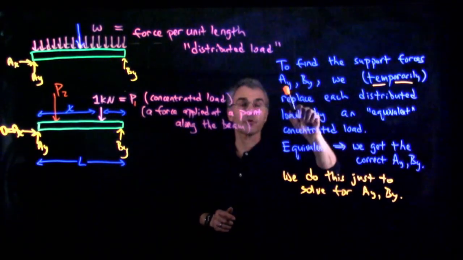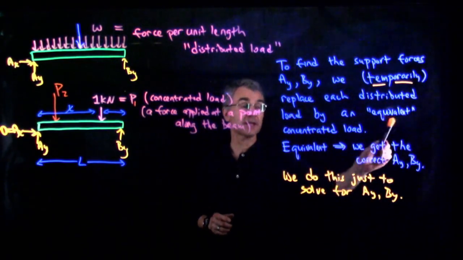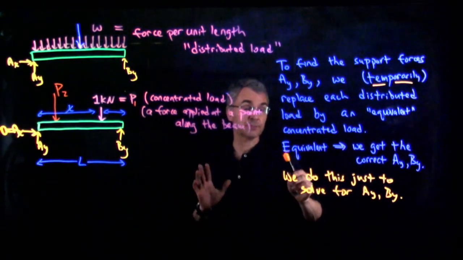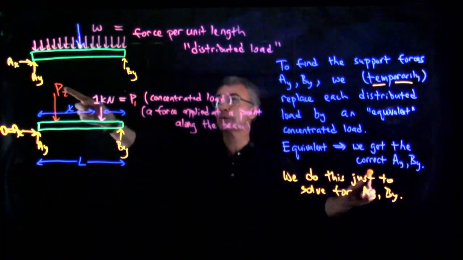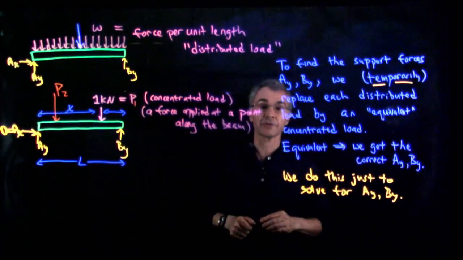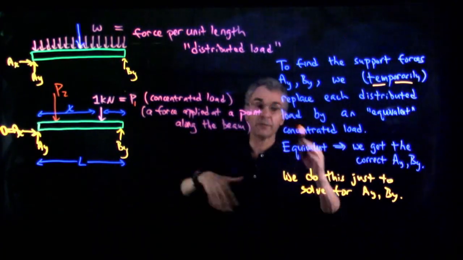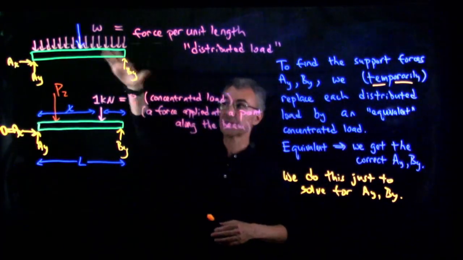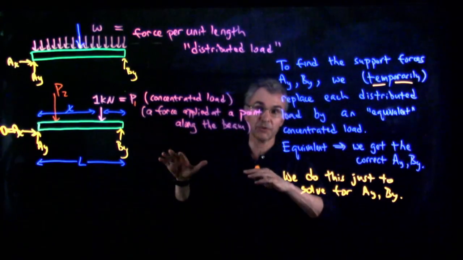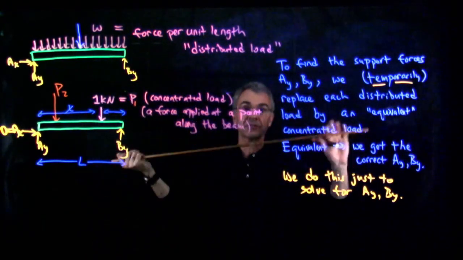To find the support forces, AY and BY, we temporarily replace each distributed load by an equivalent concentrated load. By equivalent, we mean it will get us the correct AY and BY. So we make that replacement. We then use that equivalent concentrated load to solve for AY and BY, the support forces. Then we undo that and go back to the way the beam originally was drawn, because we typically want to move on and study things like internal forces in the beam or the deflected shape of the beam.